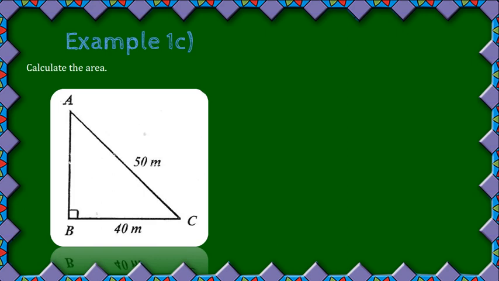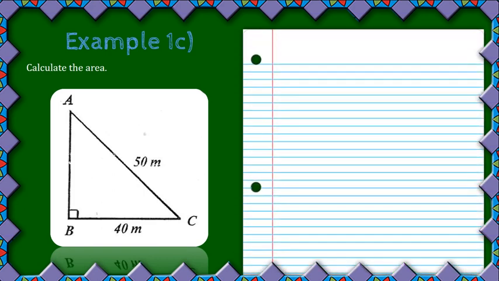So for example, 1C, we have a right angle triangle. We need to determine what's going to be our base and what's going to be our height. Let's make our base BC. Our height needs to be perpendicular to the base, so that's going to be AB. We don't know what AB is yet, but because it's a right angle triangle, we can use Pythagoras. So AB squared is equal to AC squared minus BC squared. By this time, you should be quite familiar with it.